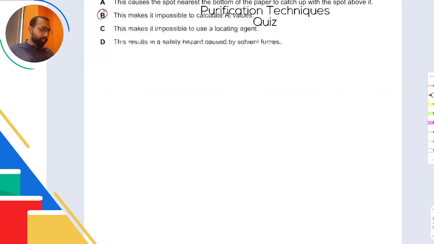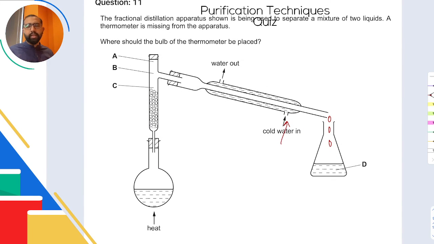Secondly, the thermometer should always be placed in a way that it can tell you exactly where the vapors are going out from. So the thermometer should be placed with the bulb being here. So when the vapors are going out, you can clearly see what the temperature of those vapors is. Okay, so it is B.